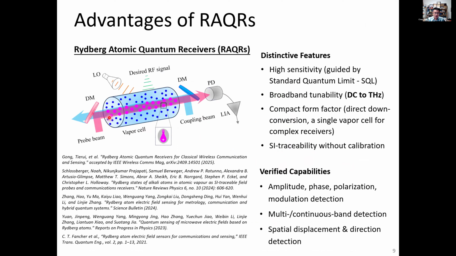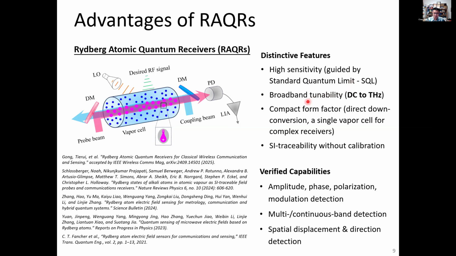That's why we are going to look into the so-called Rydberg atomic quantum receivers. It looks something like this, and we will go through this structure in more detail later on. But mainly, this type of sensor has these distinct features. First of all is high sensitivity. There is this thing called the standard quantum limit, SQL, which demonstrates a very high sensitivity. Even though with today's technology we may not achieve the SQL yet, at least this limit gives us a very good vision of how sensitive this device can be.